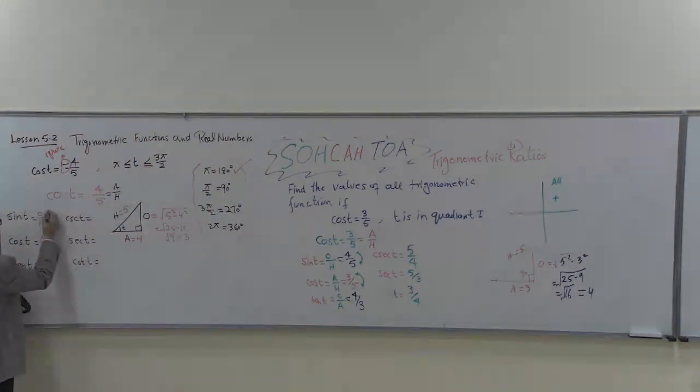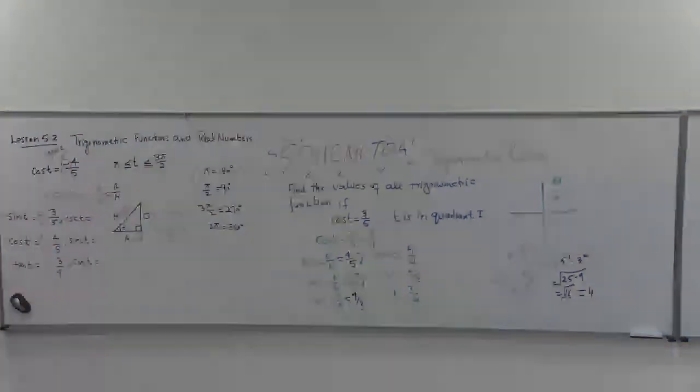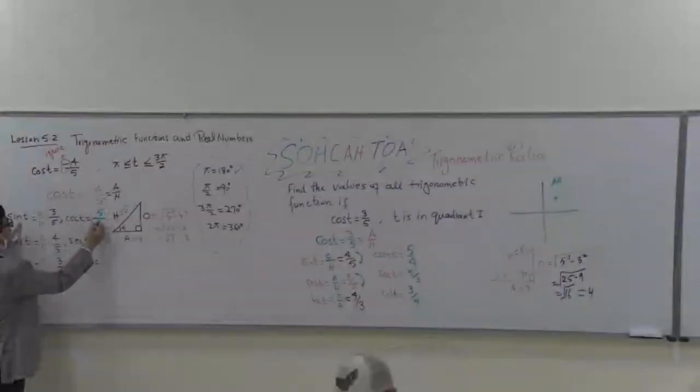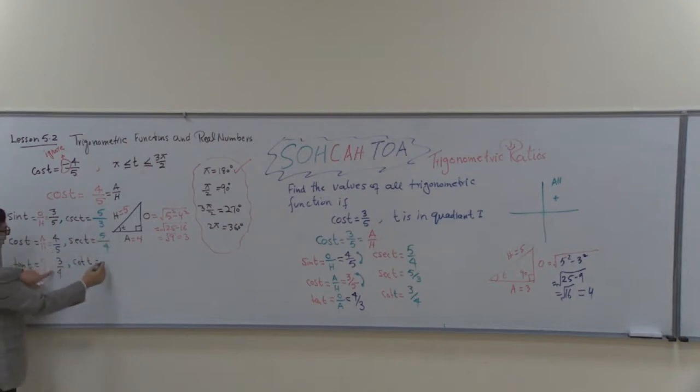What is O? 3 over H, 5. Cosine is already given, 4 over 5. And O over A, 3 over 4. I have different colors, don't worry. I separate them like this. Okay. And what about the cosecant? 5 over 3, excellent. And this is 5 over 4. And this one? 4 over 3.